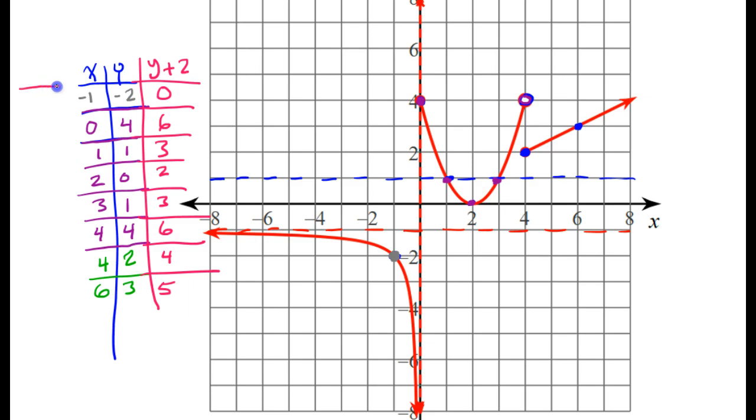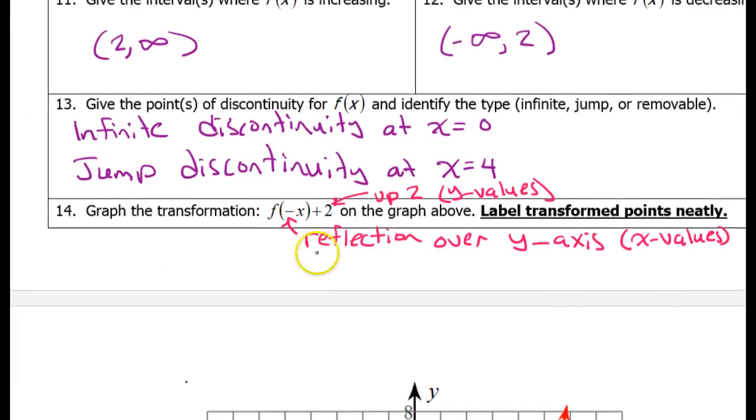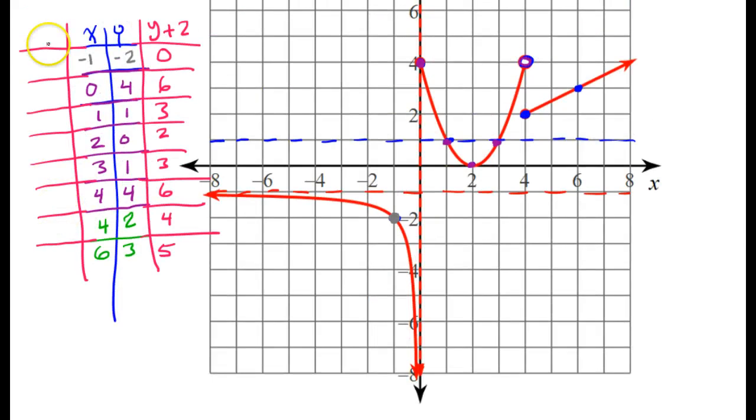I'm also going to have new x values because I already remember that we do have a change coming to the x values. Now, what is that change? A reflection over the y-axis. This negative sign is going to affect my x values. So I'm just going to do negative x, just the opposite of all my x values. So that'll be 1, 0, negative 1, negative 2, negative 3, negative 4, negative 4, negative 6.